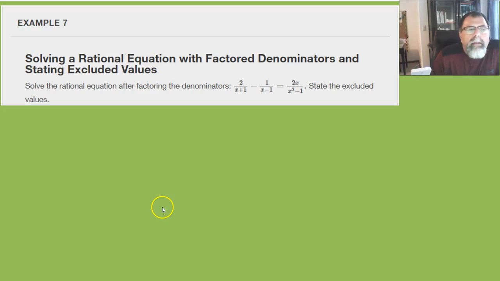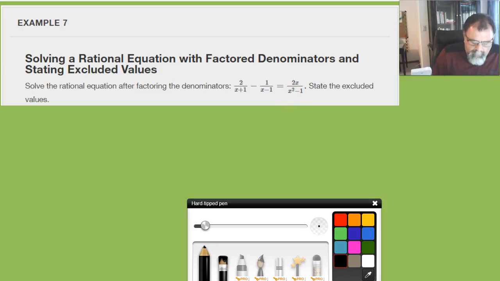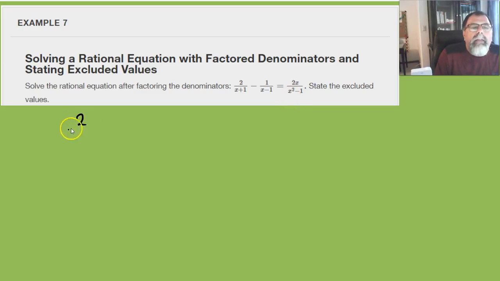All right, let's look at example 7. So we got 2 over x plus 1 minus 1 over x minus 1 equals 2x over x squared minus 1. So my first step is I'm going to factor that denominator. I'm going to go ahead and leave room for my LCD.